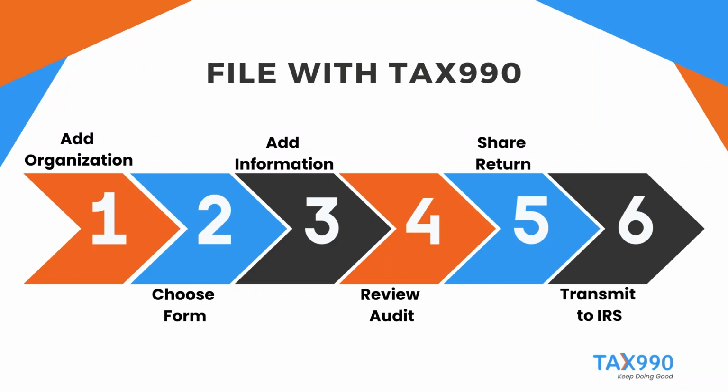Filing a return with Tax990 can be done in just a few simple steps. Once you've created your account and added your organization, you'll choose the form you need to file. Using one of our two available filing format options, you'll add all of the necessary information to the return. Once you complete the return, Tax990 will confirm the form and information provided has met all of the IRS form instructions using our internal audit. And when you've cleared your audit errors, you'll have the option to share the return as necessary. The final step is transmitting the form to the IRS.